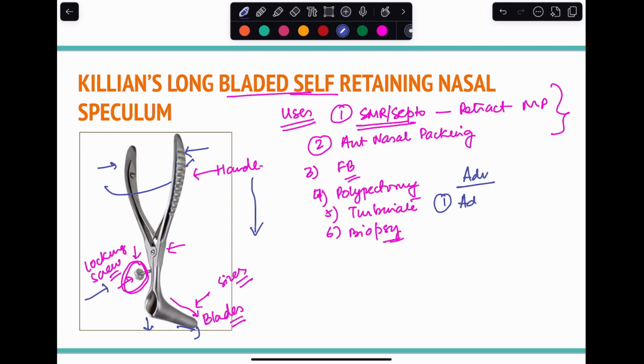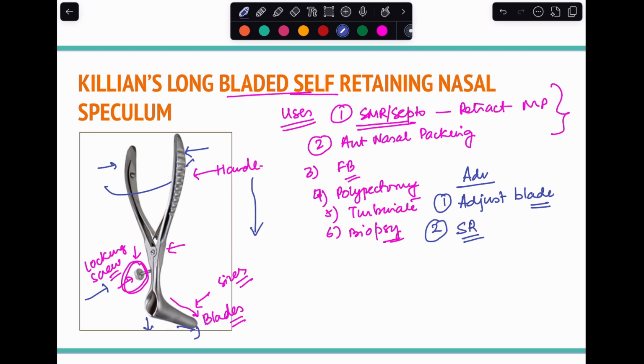Now the advantages of this instrument: first of all, you can adjust the distance between the blades. So that is one important advantage. Second is that it is self-retaining. It has this self-retaining lock and a locking screw, which helps you to just lock it in place at exactly the distance that you want, and it will self-retain itself.